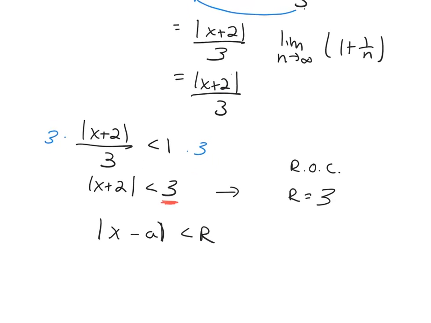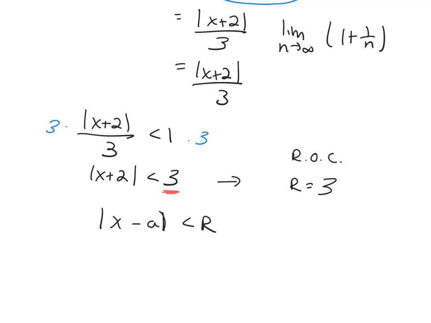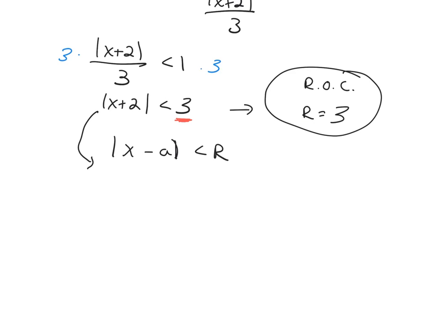My center for my power series is -2 in this case. That's my a value. All right, my radius of convergence is 3. We want to find our interval of convergence. So first I need to take this and turn it into an interval. The way you do that is you put x plus 2 between -3 and 3.